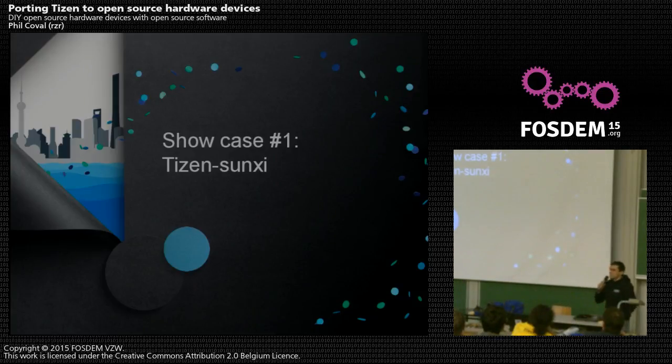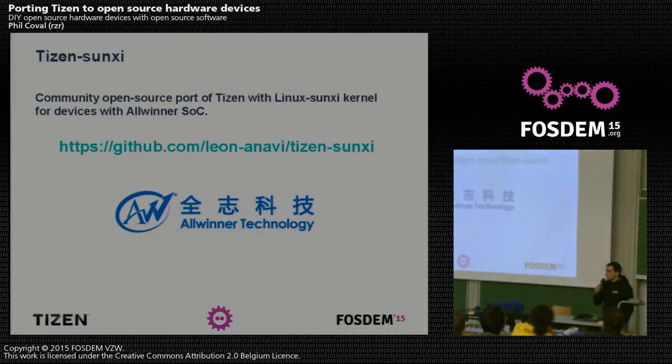So the first showcase is about Sunxi devices. Sunxi devices are devices that have a system on a chip manufactured by the Chinese company Allwinner. Linux Sunxi is the name of the community, which tries to support kernel versions and bootloaders for these devices with Allwinner's system on a chip.